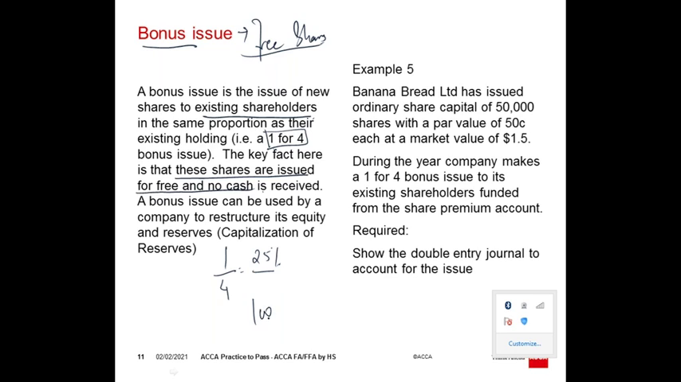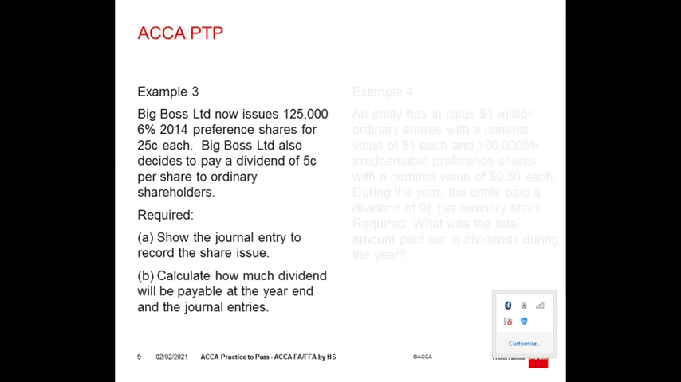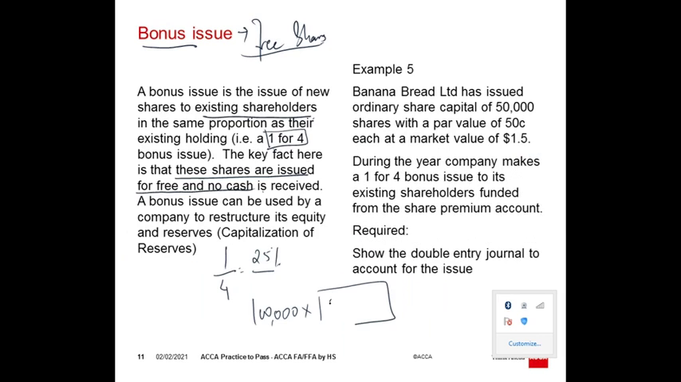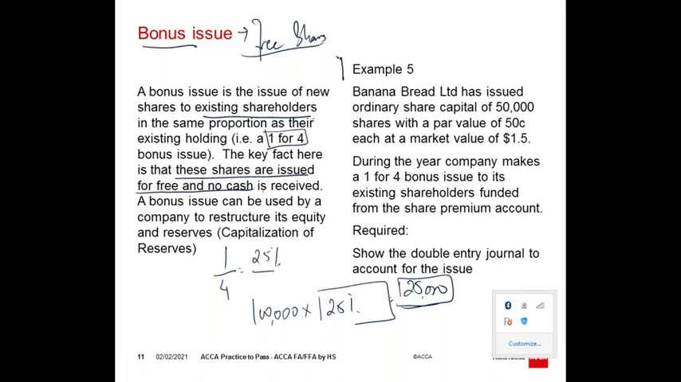Suppose I have got 1 lakh ordinary shares. So how many bonus shares should I get? It will be 25% of 1 lakh shares. So the number of bonus shares will be 25,000. Is it clear? If it is clear, I want all of you guys to just calculate the number of bonus shares that the company has issued in example 5. Number of bonus shares the company has issued in example number 5.